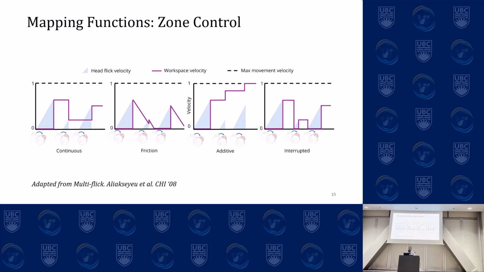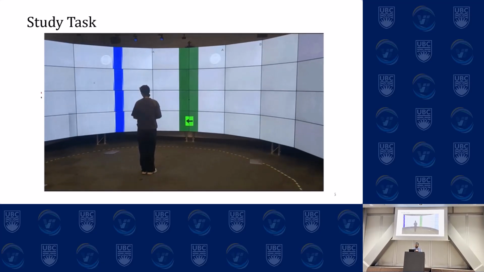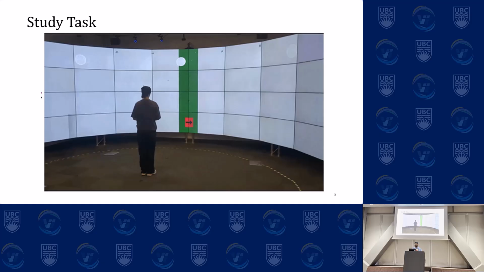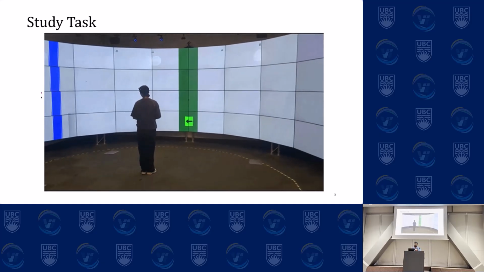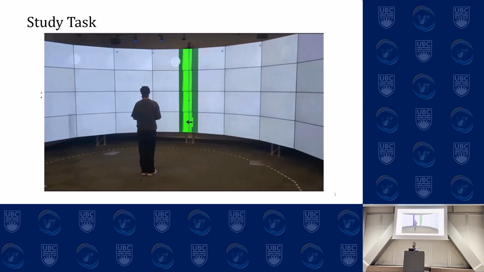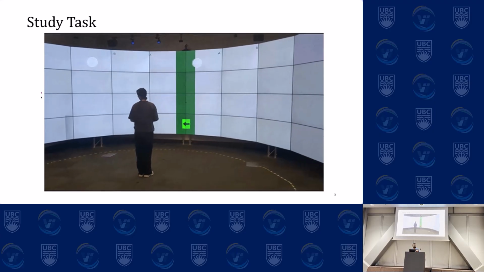We also explored 4 zone control functions. These are inspired by flick-based scrolling on smartphones. The user had to perform flicks with their head to move the workspace. As we saw in the demo earlier, the task was to bring an off-screen target to the center of the screen using head movement. Once done, the user confirms the selection by holding the controller joystick.